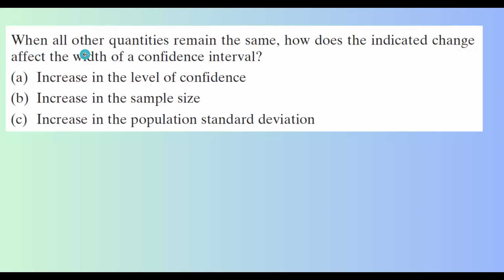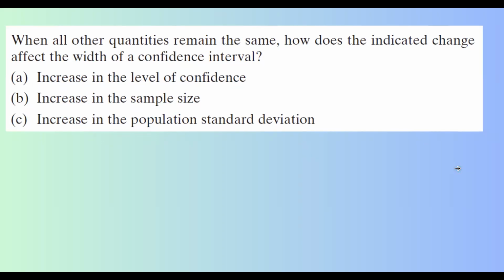This question says, when all other quantities stay the same, how does the indicated change affect the width of a confidence interval? First of all, what if you increase the level of confidence? What happens to the width of the confidence interval? What if you decide to increase the sample size? What if you decide to increase the population standard deviation?